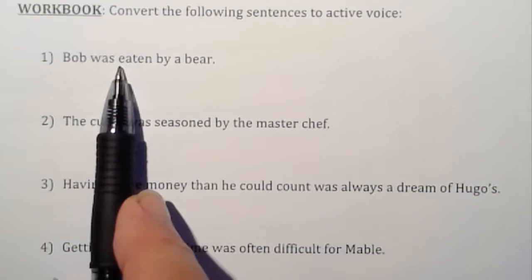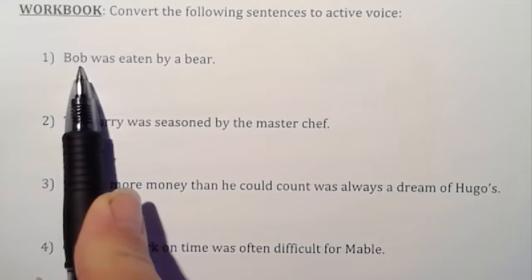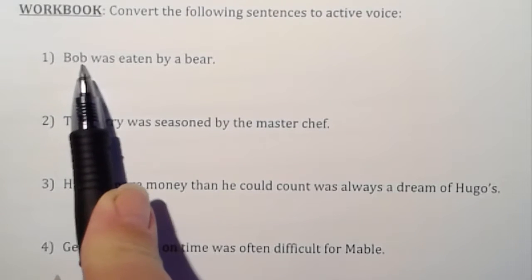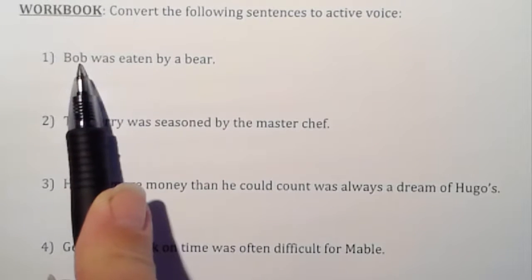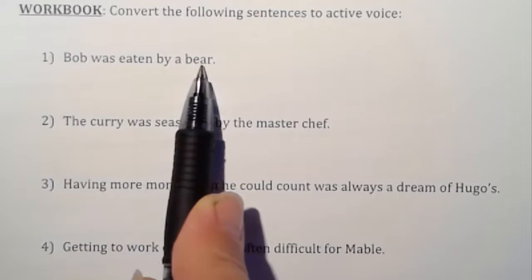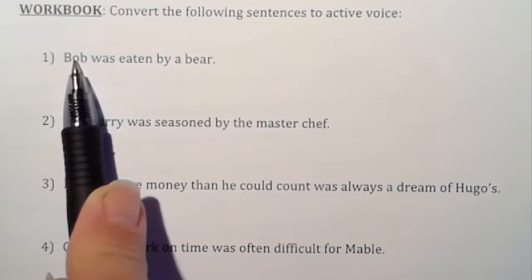Bob was eaten by a bear. Now, we might assume that this is the subject, but actually Bob doesn't really do anything here. The action is from the bear. The bear does the eating, right? So this style, passive style, can be a little more tricky to read for the reader than active. Active is usually the most clear and direct.